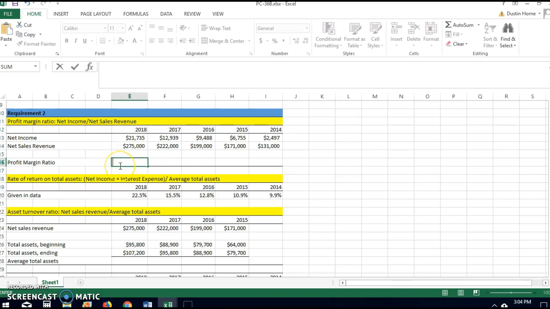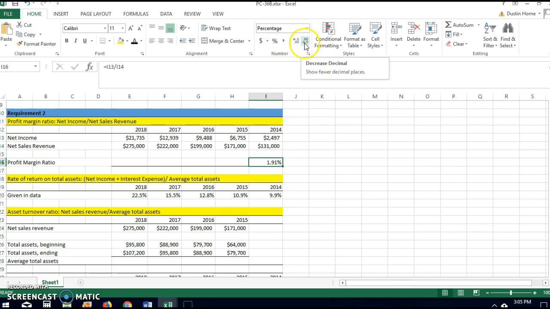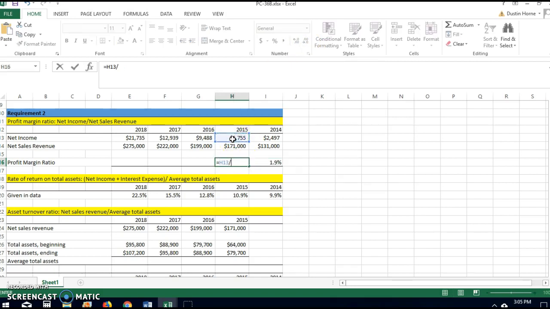So if we look at that, let's go ahead and start with 2014 and work our way up. So you do net income divided by net sales revenue, and we want this to be a percentage. And as you can see here, this is 2%. I want it to be more detailed, so I want my percentages to be a little bit more precise. You can round it to the tenths. That will be fine. So let's do the next one.